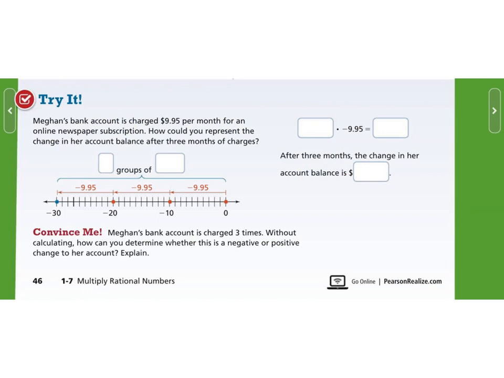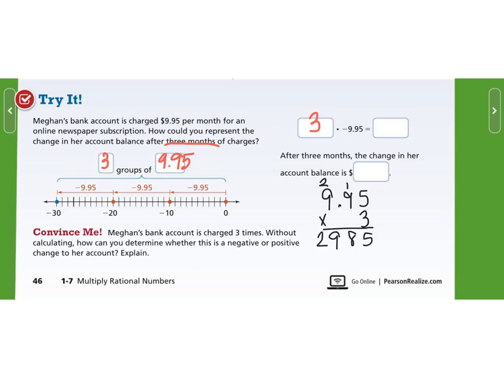Take a look at this try it. This is the one that goes with example 1. Megan's bank account is charged $9.95 per month for an online newspaper subscription. How could you represent the change in her account balance after 3 months of charges? So as you look at the number line, you're seeing 3 groups of $9.95. So what we're looking for there is how much has her account been charged for all 3 of those months of this subscription.